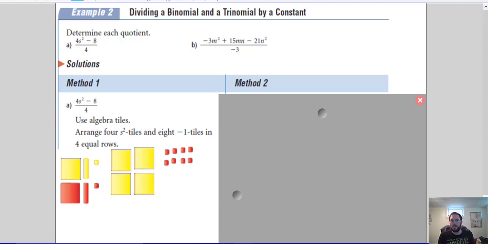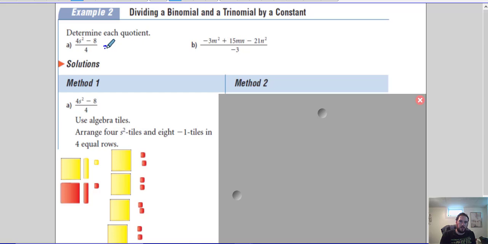To divide this by 4, what it's asking you to do is arrange the tiles into 4 equal groups, right? So I have 4 s squared tiles, and I have my 8 negative s tiles that I can split up into 4 groups of 1 s squared and negative 2, right?